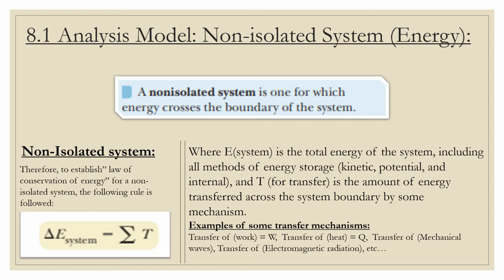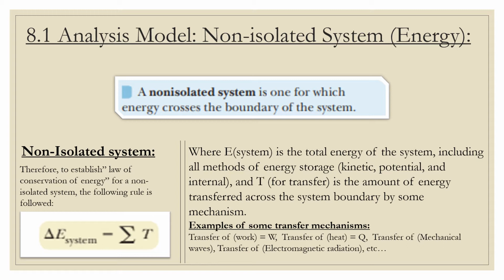So guys, here in the slide I'm talking about the analysis model for non-isolated system. So what is meant by the non-isolated system? A non-isolated system is one for which energy crosses the boundary of the system. Like I'm a system, I can take energy from outside and release energy. So I'm a non-isolated system, I'm not isolated. I can interact with the environment.